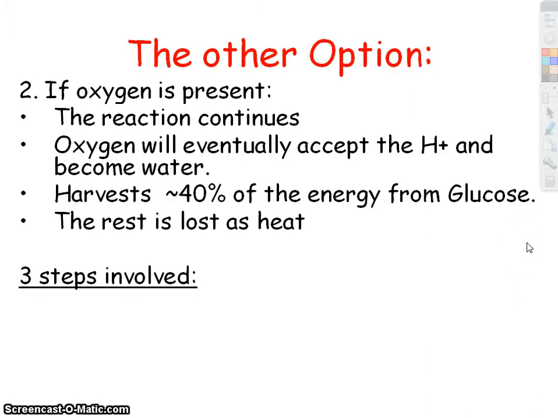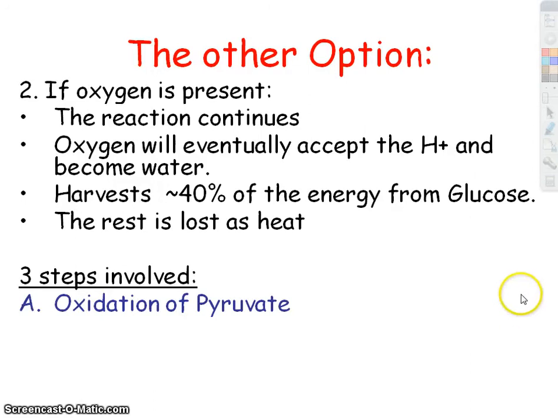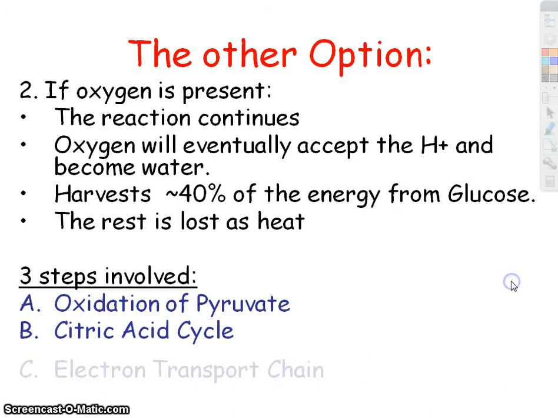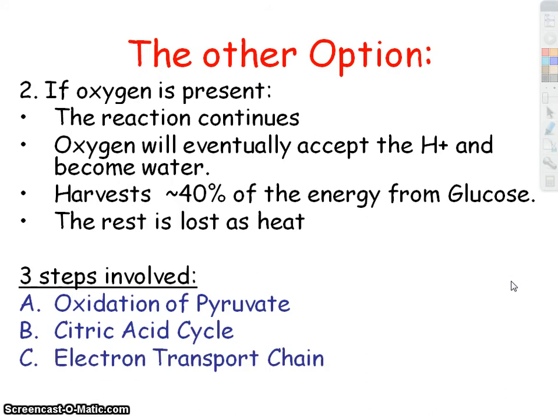All right, the other 3 steps, and we're only going to talk about 2 of them today, are number 1, the oxidation of pyruvate, which has nothing to do with oxygen, it has to do with oxidation. 2, the citric acid cycle. And then the last one, which we'll talk about tomorrow, is the electron transport chain. So those are our 3 steps.